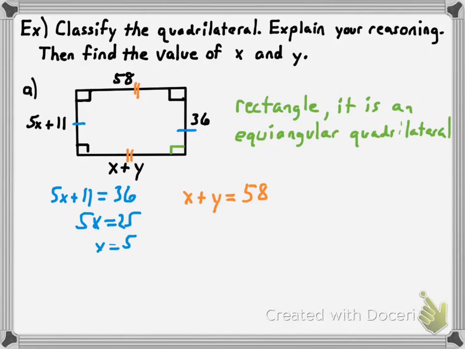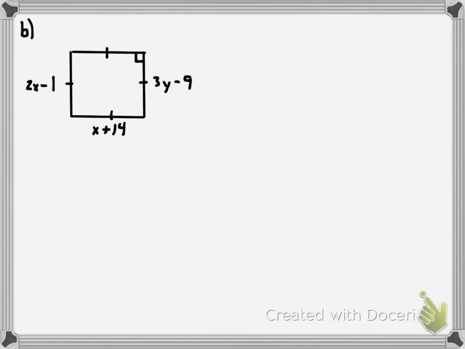And then as soon as you know that x is 5, we can say that 5 plus y is equal to 58. Yeah, ugly 5 there. And so that means y is equal to 53, right? Very simple. One more problem here.